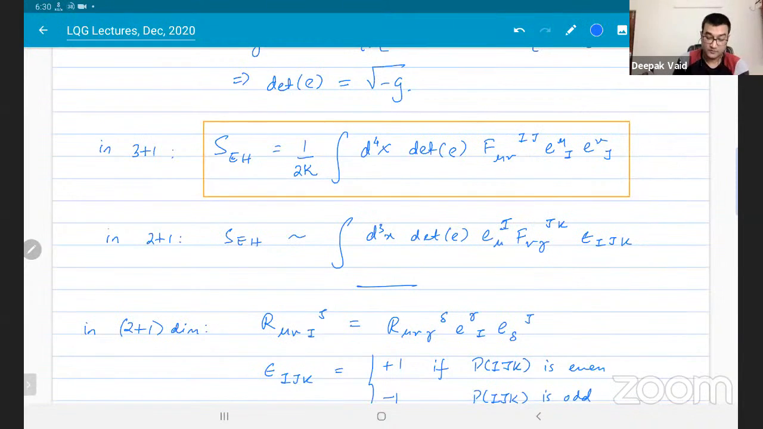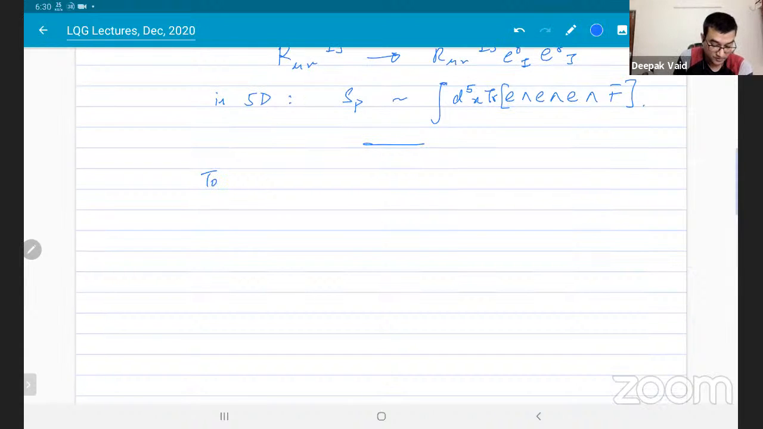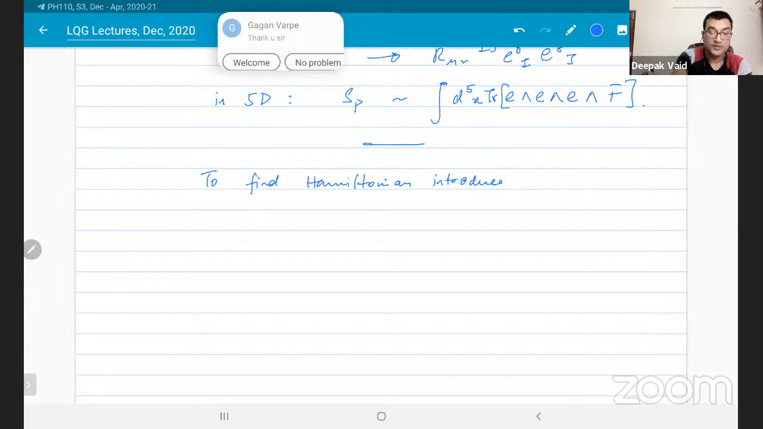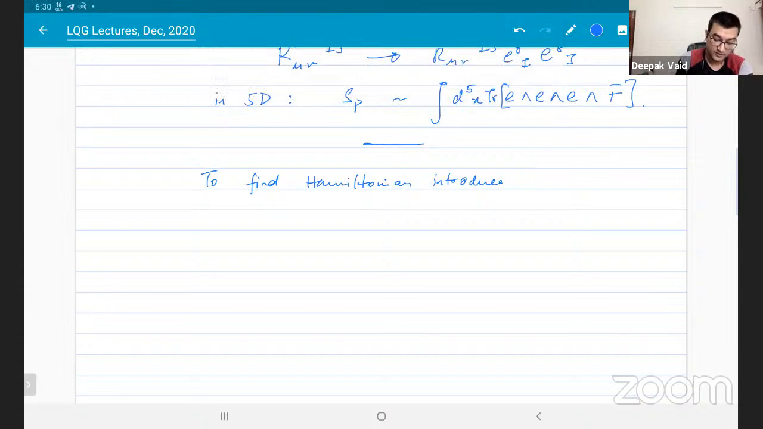So now to perform this decomposition, again, the procedure is that to find the Hamiltonian, you introduce in exactly the same way a lapse, right, a shift, and so on, right? You perform the foliation in exactly the same way.